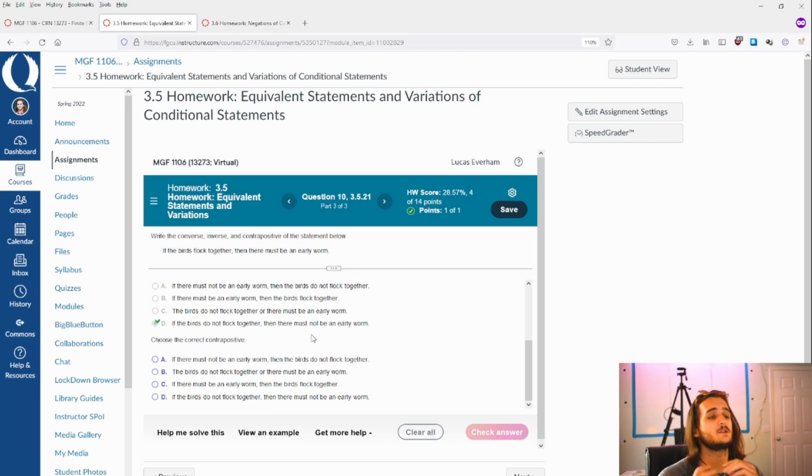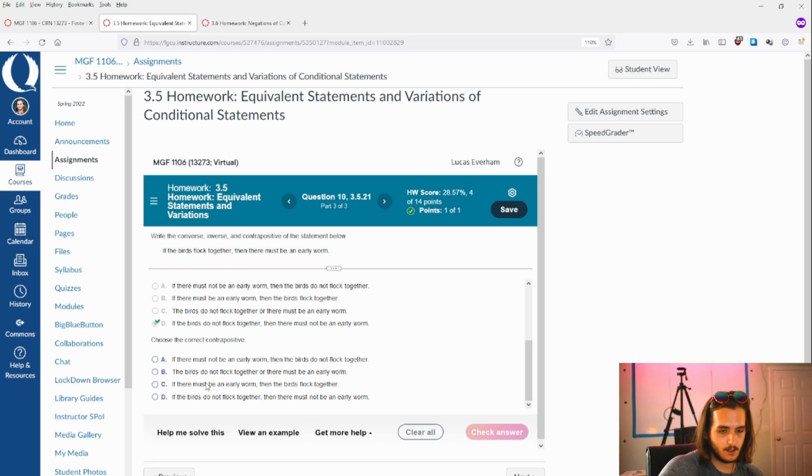And for the contrapositive, we're essentially taking both of our first 2 parts, the inverse and the converse, and sticking them together. The contrapositive gets us a statement that's actually equivalent to our original statement by rearranging and flipping the antecedent-consequent relationship. So for the contrapositive, you flip both parts, then you flip the truth of each part. We put the early worm first and take the reverse of it, then birds flocking together and take the reverse of that. So you'd have something like, if there mustn't be an early worm, then the birds don't flock together.